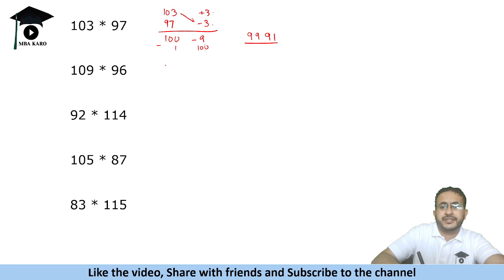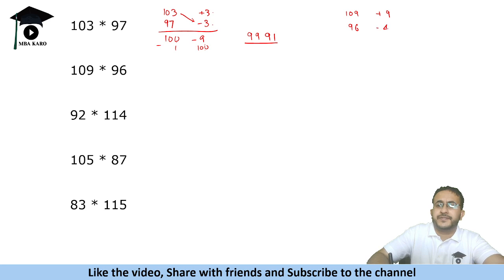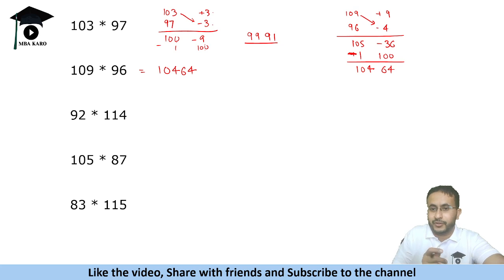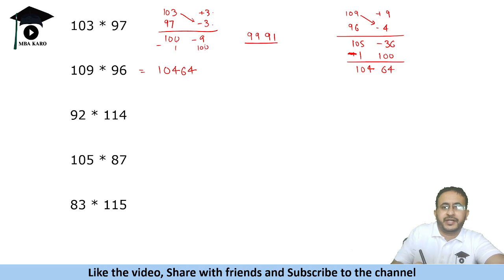109 into 96. So this is 109, plus 9. 96 is 100 minus 4. 9 into 4 is minus 36, and this is 105. So add 1 here, subtract 1 from here and add 100 here. So this becomes 64 and this becomes 104. So 10464. Try these calculations on your calculator and try with some random numbers and you will get expert at it.